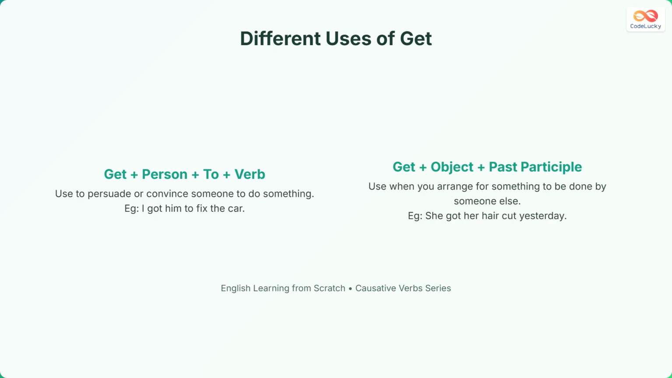The verb get has two important uses in causative verbs. First, get plus person plus to plus verb means persuading someone to do something. Second, get plus object plus past participle means arranging for something to be done by someone else. For example, she got her hair cut yesterday.